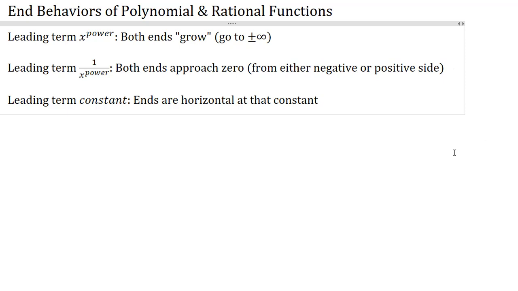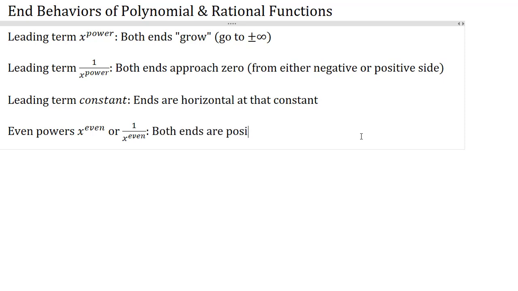Now, again, these are general ideas. Let's talk about even powers. If you have x to an even power or 1 over x to an even power, then both ends are positive. That means they're both above the x-axis. If you raise a positive number to an even power, you get a positive number. If you raise a negative number to an even power, you get a positive number. Both of these are positive numbers.